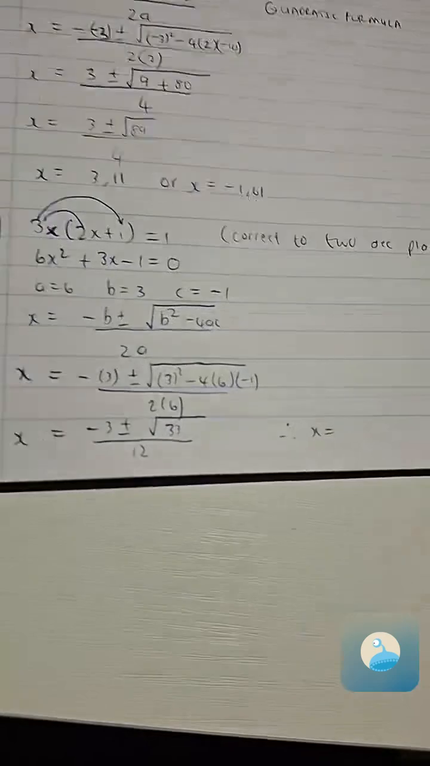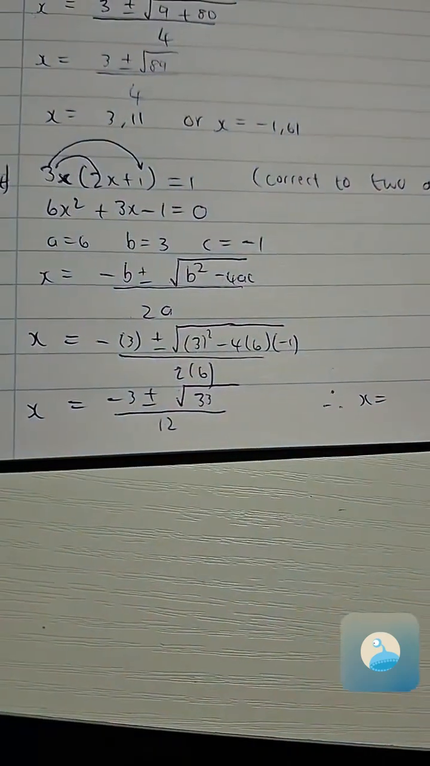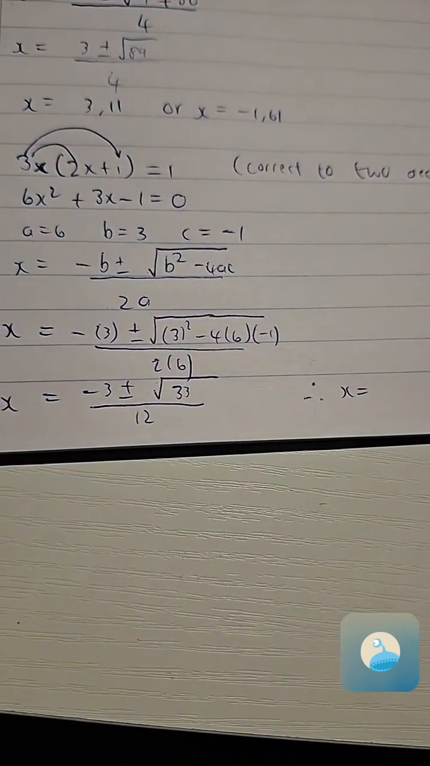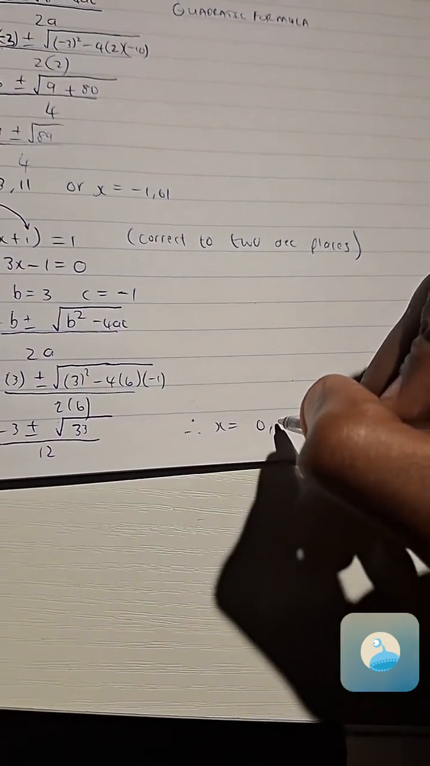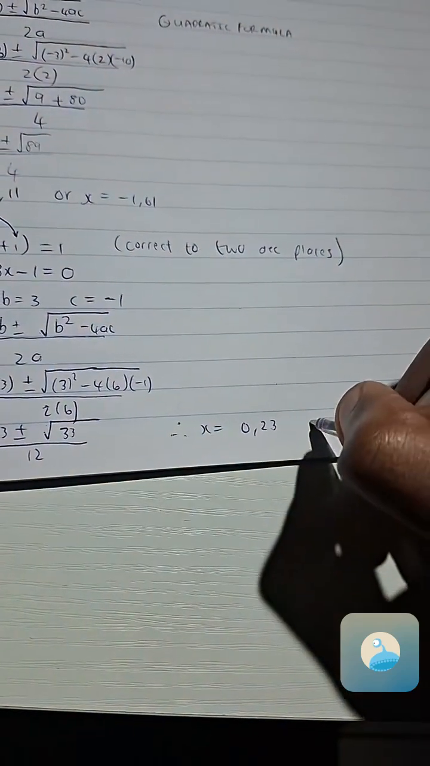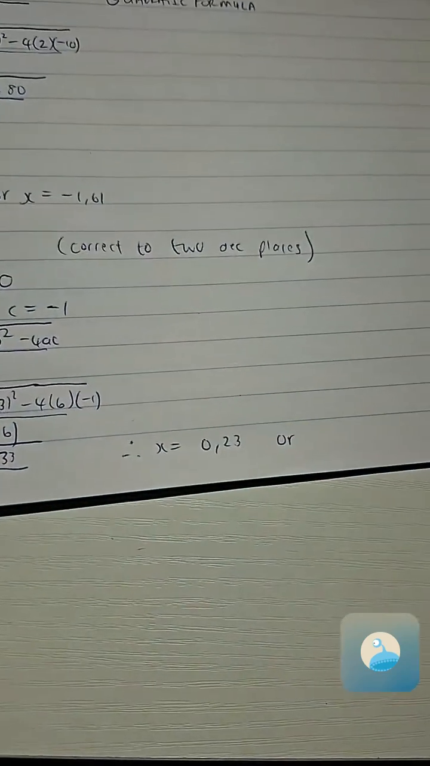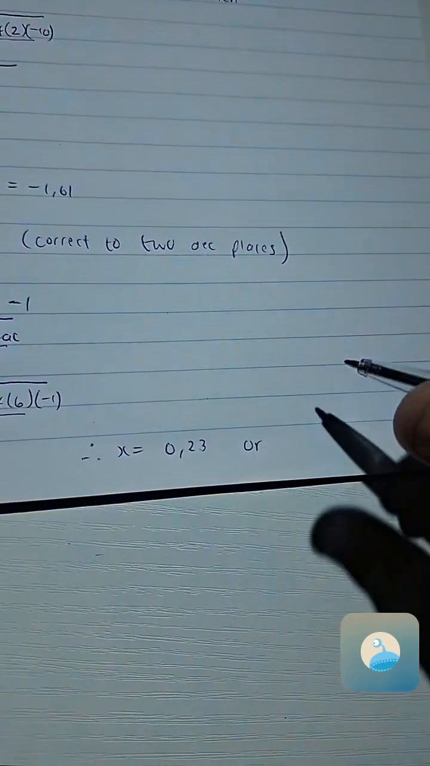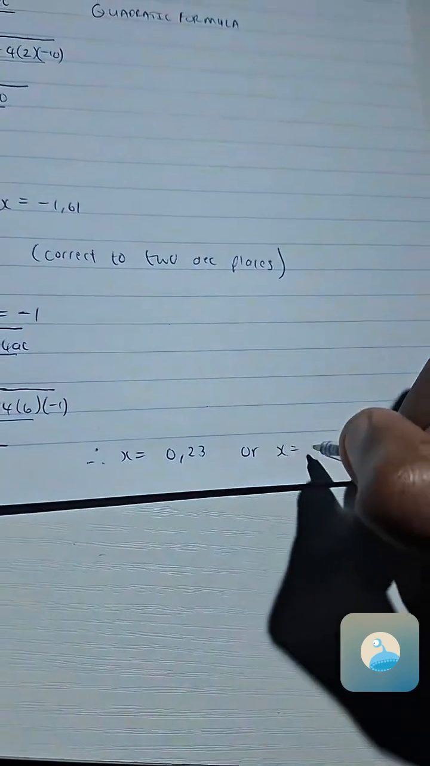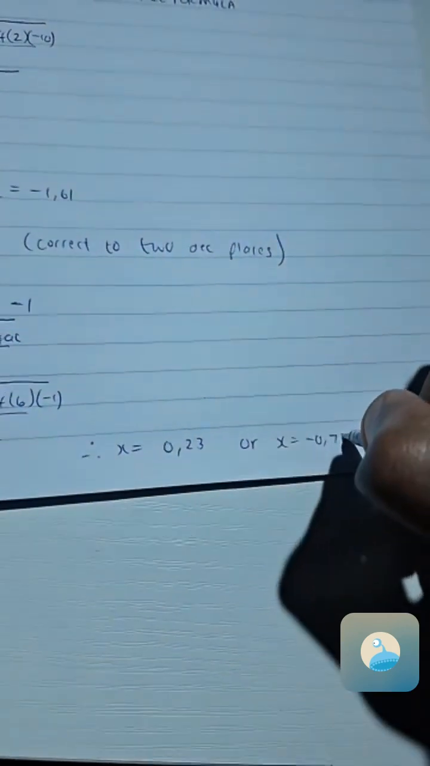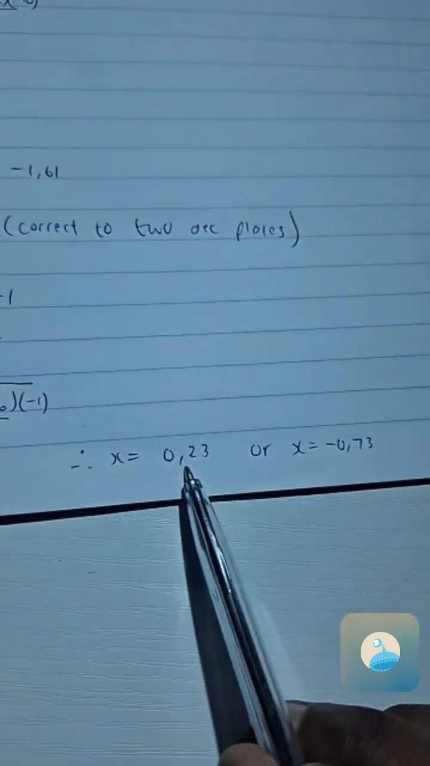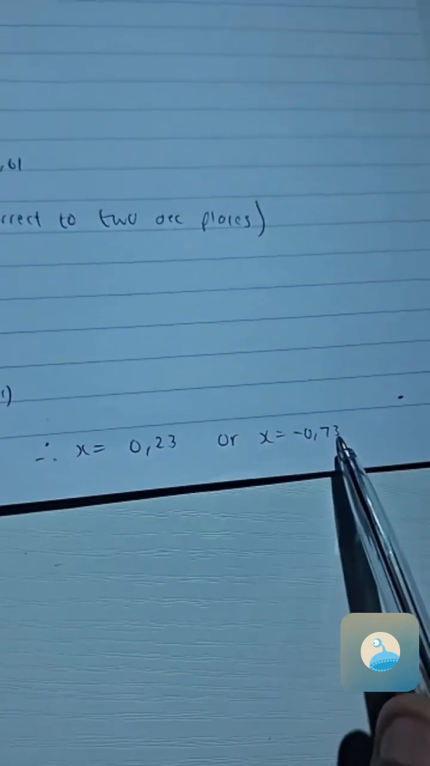Now for the answers directly. x is equal to 0,23, or x is equal to negative 0,73. Okay. 0,23 and negative 0,73.